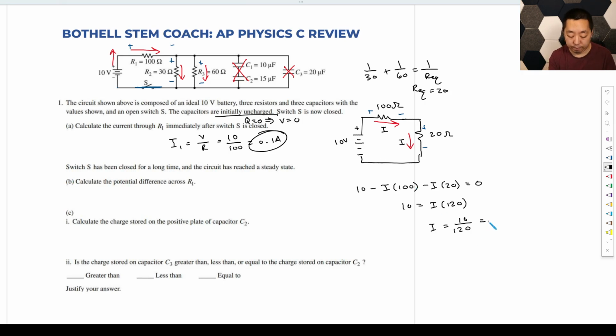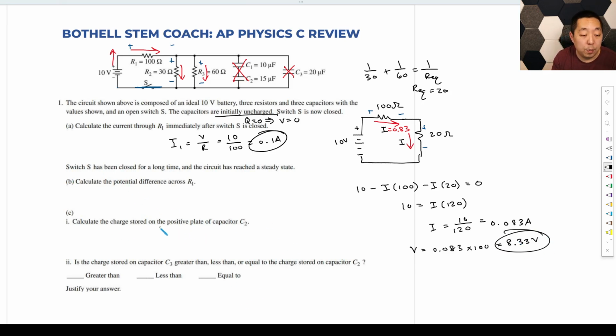Right? 10 divided by 120 is going to be 0.083 amps, right? And now I know the current, I can now find the voltage, right? So then the V is 0.083 times 100. I get 8.33 volts, okay?